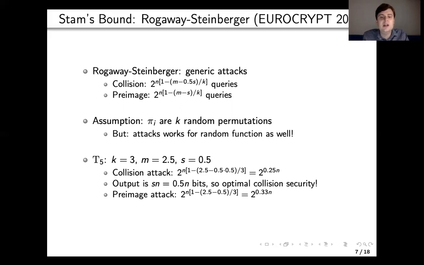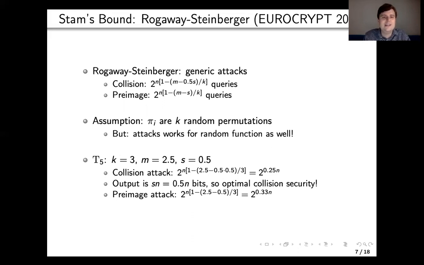For preimage security, we will not reach an optimal value because Rogaway and Steinberger are showing that using 2 to the power 0.33 n, so n over 3, it's always possible to find a preimage attack. However, if we're looking for a certain security level, so you want to say, I don't want any attacks beyond a certain number of queries, then it's sufficient to consider collision attacks here because the preimage attacks will have a higher complexity.